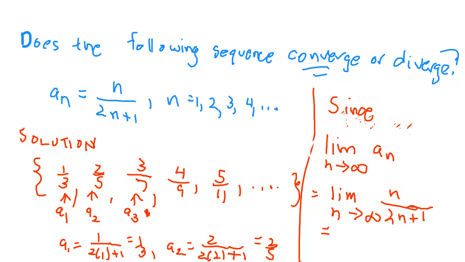All right, so the limit equals a half. So therefore, since that's the case, the sequence converges. If a sequence doesn't converge, it diverges.